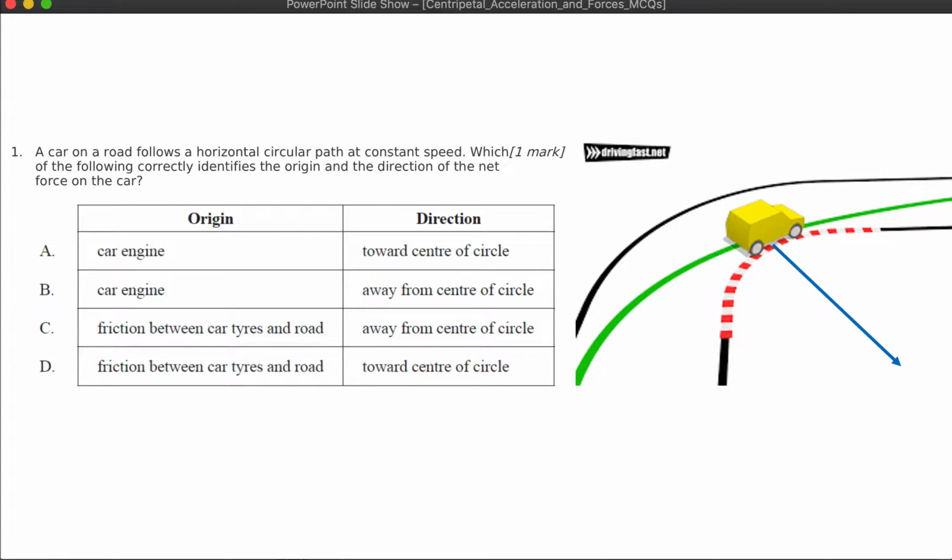However, the friction between the tires and the road is the one that's stopping our car from slipping and is therefore acting towards the center of the circle, which is the reason why our answer here is the friction between the tires and the road, it is towards the center of the circle.